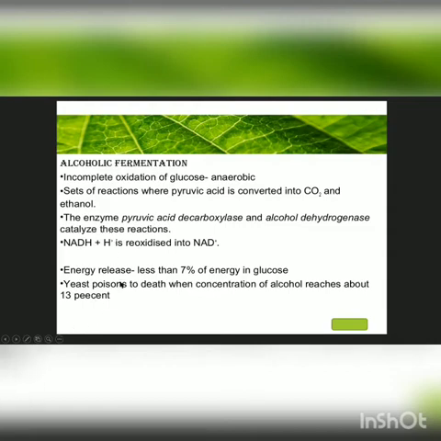Now the energy which is released here is less, less than 7% of the energy in the glucose. So ethyl alcohol does not stay inside the microorganism, but is excreted out. And accumulation of alcohol beyond a certain limit also kills the microorganisms.